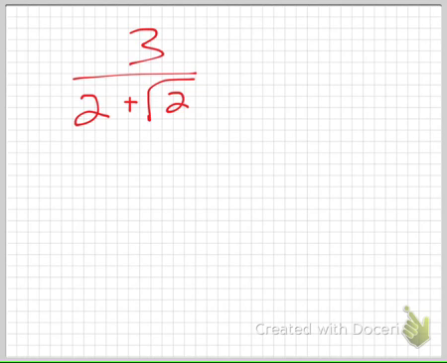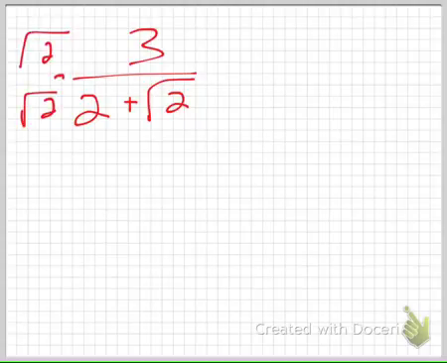If this 2 wasn't here, what would I do to get rid of this square root on the bottom? Multiply by 1 in the form of square root of 2 over the square root of 2. Right? Okay. But there's a 2 there. So I can't just multiply this by the square root of 2. Let's try. I really want you to see this. Okay, so I'm going to multiply this thing by the square root of 2 over the square root of 2.